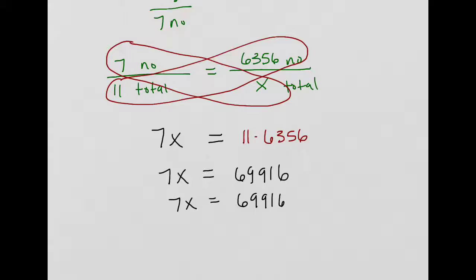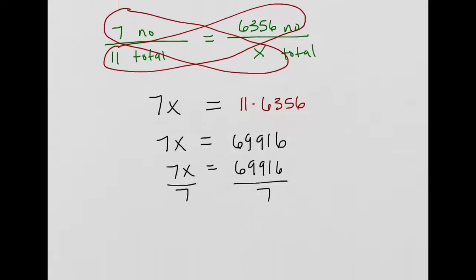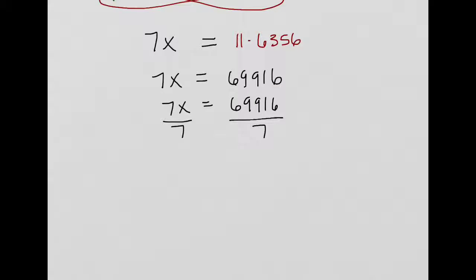So divide both sides by 7. So if I divide both sides by 7, I'm left with x equals 9988, and again, that represented my total votes.